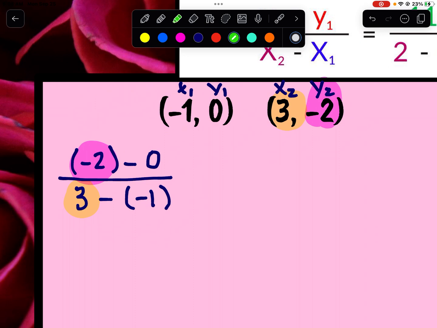Show you where all these things came from. My cats are being crazy. Okay, so that's where everything came from.